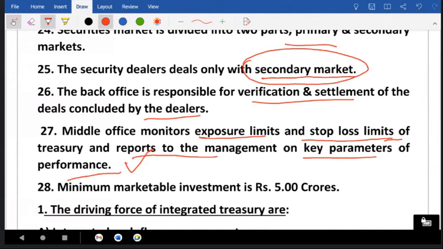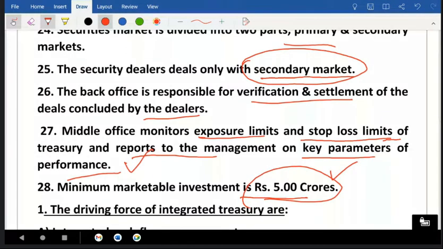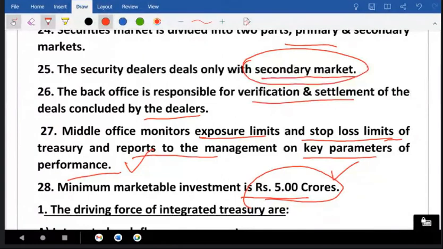One more point is very important: the minimum marketable investment is a minimum of 5 crore. Now you can see this is the minimum for the treasury wing, whereas some of the branches are doing 1 crore business in one month or even one week only. So the treasury wing deals with a minimum investment of 5 crore. You can imagine how big an investment they are handling.